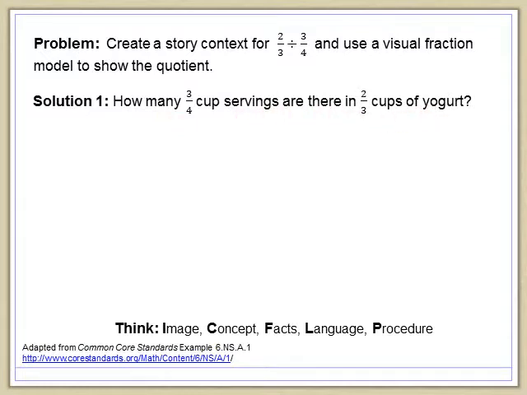When your students create these story contexts, it's important to be sure that the problem they generate results in dividing 2/3 by 3/4 and not the other way around. In this problem, we have 2/3 cups of yogurt total, and we're dividing it into groups, each of which is 3/4 cups. So that's the language in this problem that specifies that we're going to divide 2/3 by 3/4 and not the other way around.